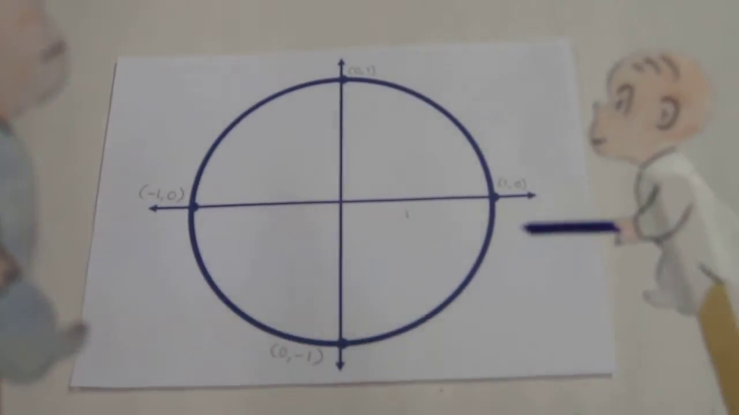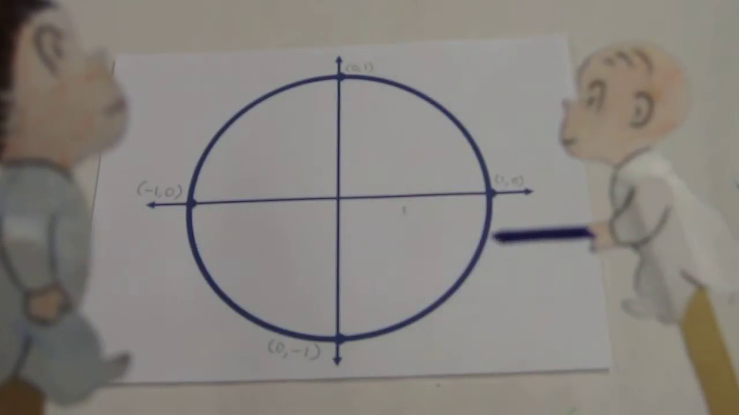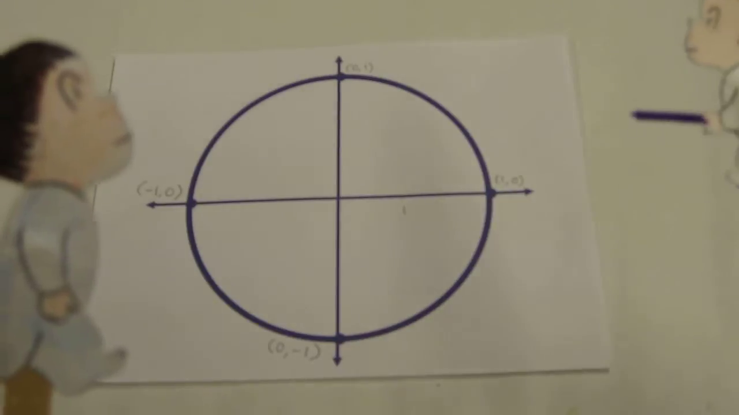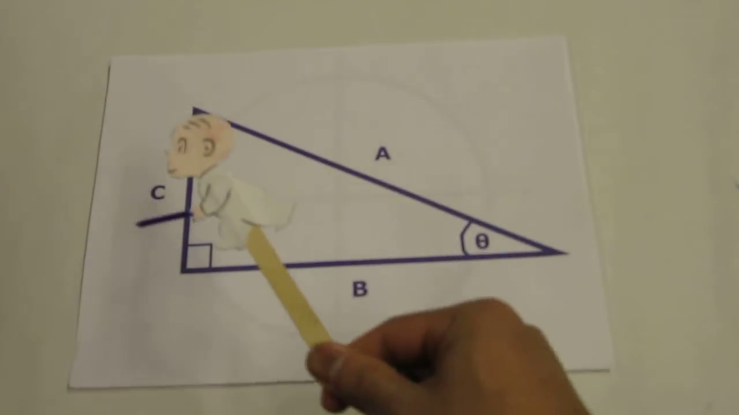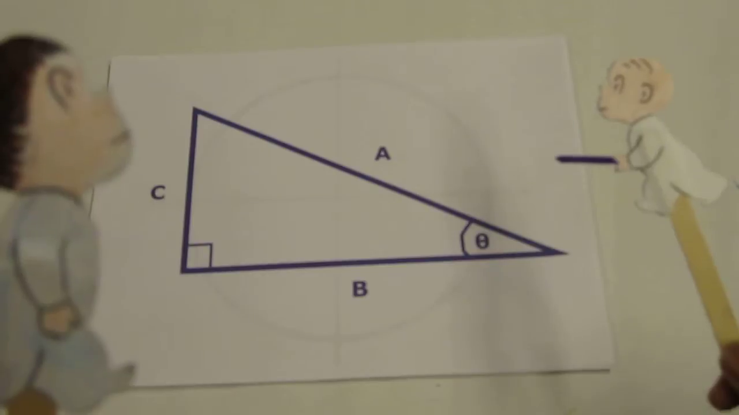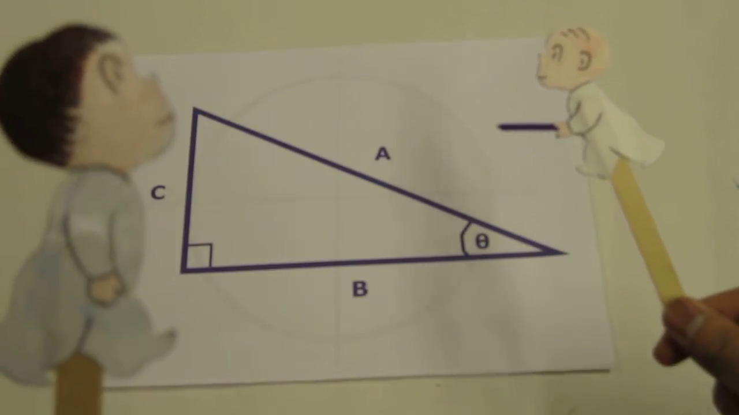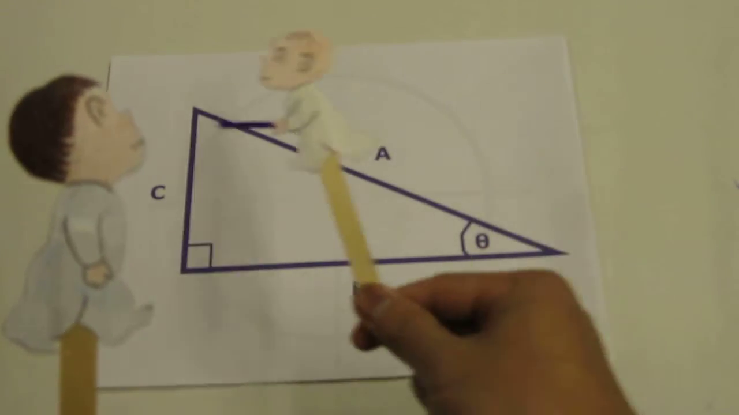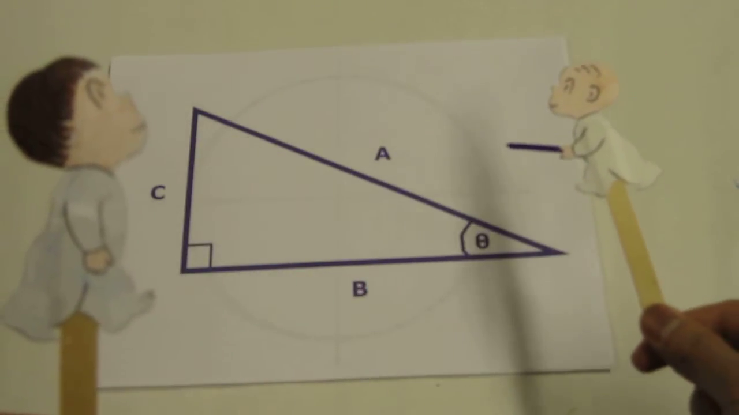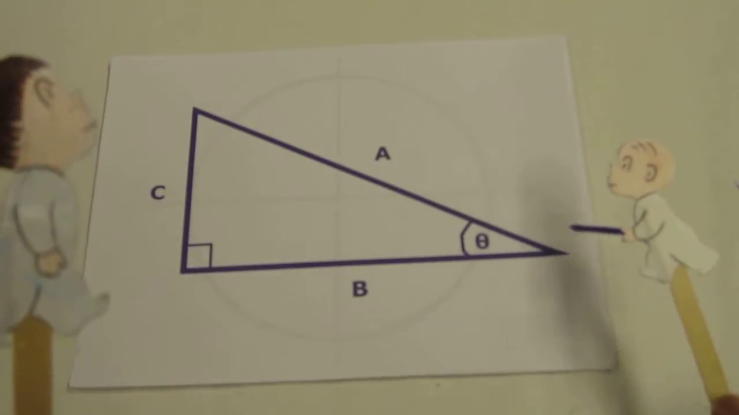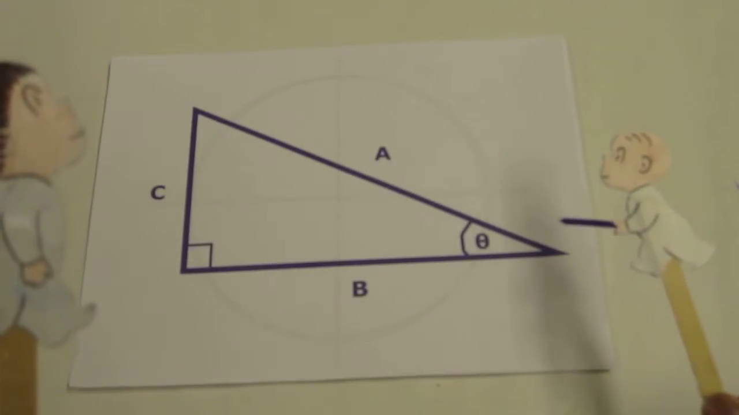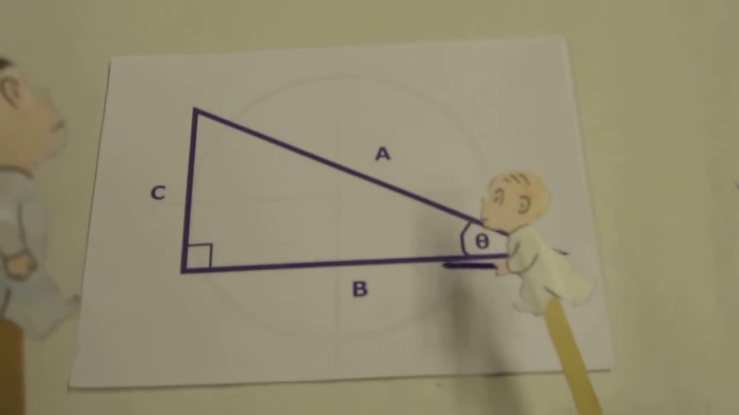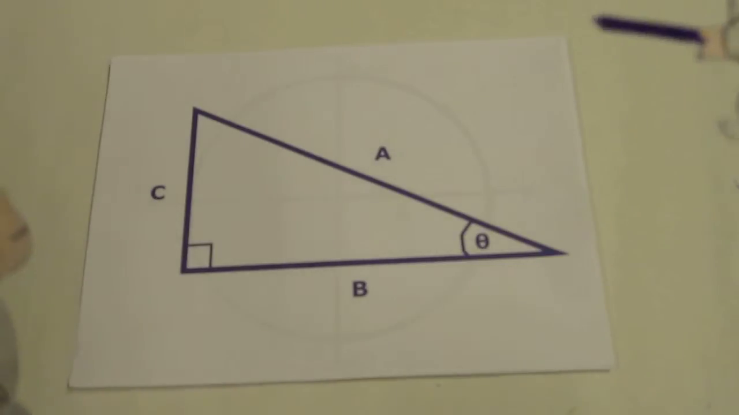Okay, now it sort of makes sense, but I still do not get sine, cosine, and tangent. How are they related to the unit circle? Well, here's a triangle with sides A, B, and C. Sine, cosine, and tangent are ratios of side lengths on the right triangle. Angle theta is situated opposite of side C. So sine of theta is C over A, or opposite over hypotenuse. Cosine of theta is B over A, or adjacent over hypotenuse. Tangent theta is C over B, or opposite over adjacent.